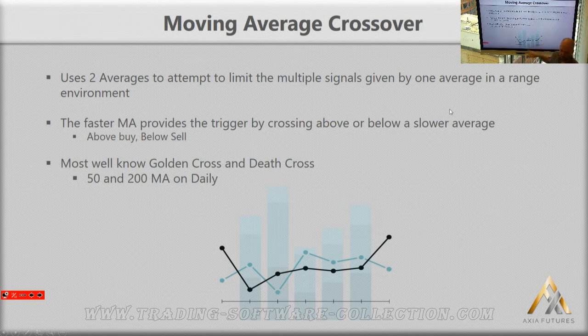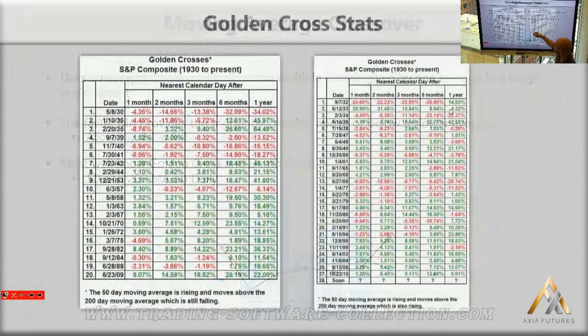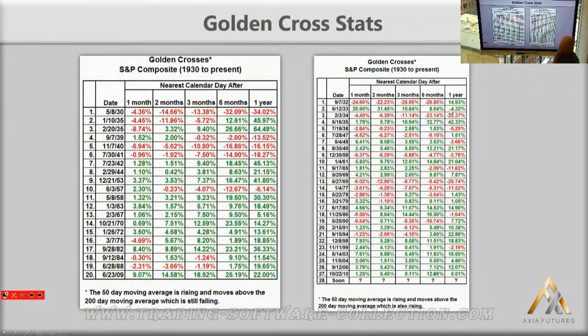Best known, the one that you'll always hear talked about on CNBC, on the news, etc., is the golden cross or the death cross, which is where the 50 crosses the 200. I found a nice load of stats on it. Since 1930, golden crosses on the S&P. The one on the right is when the 50 moving average goes through a 200 that's already moving up. The one on the left is when the 50 goes through a 200 that is falling.